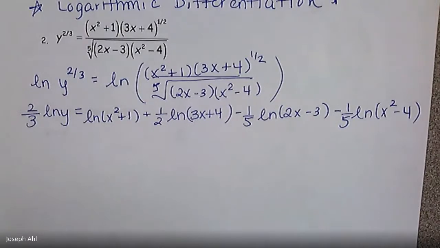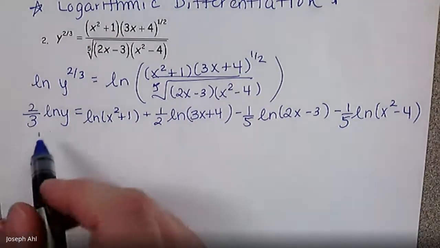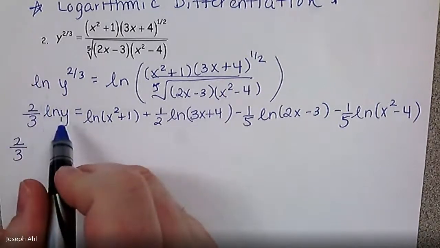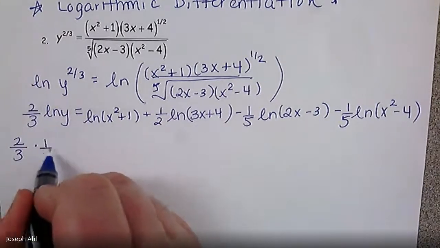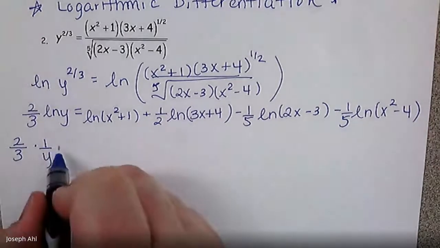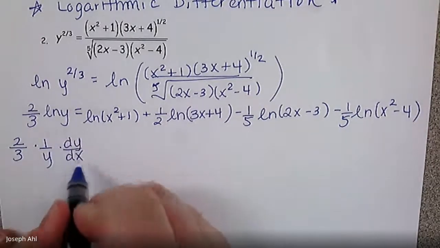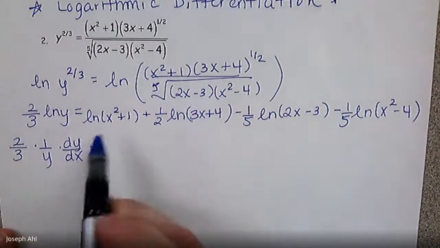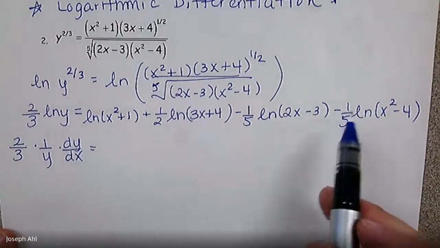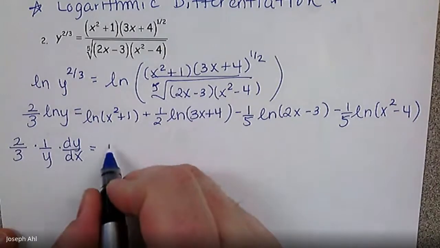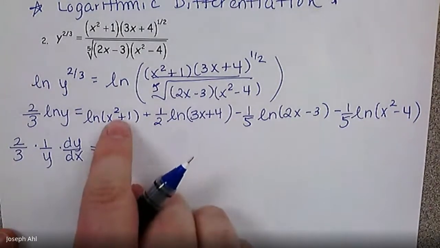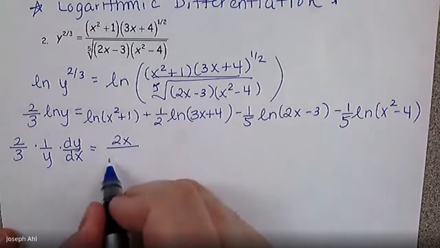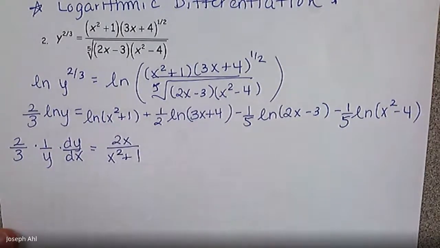Now we can actually take the derivative of both sides. So when I take the derivative of the left side, we have our constant 2/3. The derivative of ln y is 1 over y dy dx. Okay, so a little bit of an implicit differentiation feel on that left side as well. And the derivative of the right side with respect to x is going to be, in this case, 1 over x squared plus 1 times the derivative of the inside, which is 2x. So if you're okay with it, I'll write it as 2x over x squared plus 1.